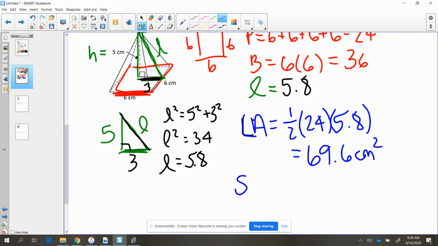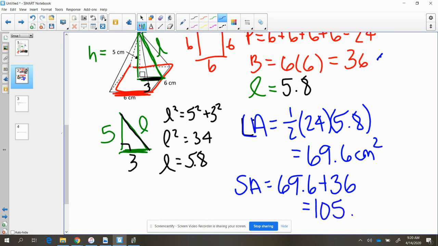And then our total surface area is the lateral area plus the area of the base, which we said from up above was 36. So 69.6 plus 36, 105.6 square centimeters.